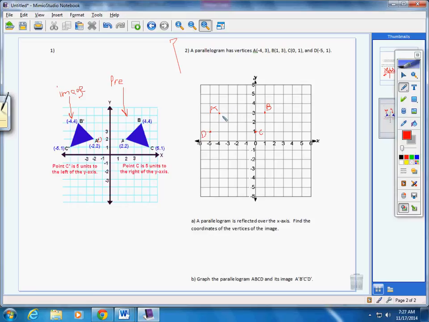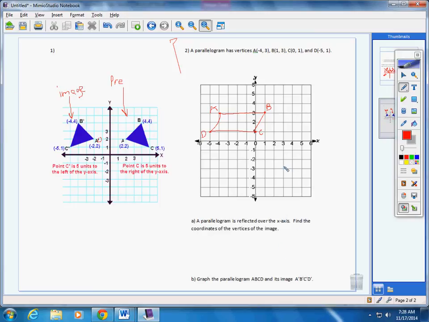So this is our pre-image. This is our original figure. And we know that because we're given 4 points, but they don't have a prime. They don't have the apostrophe. So this is just our pre-image. Obviously my lines are not drawn perfectly straight. But there we go. A, B, C, D. It is a parallelogram. And we have 2 questions below. It says a parallelogram is reflected over the x-axis. Find the coordinates of the vertices of the image.